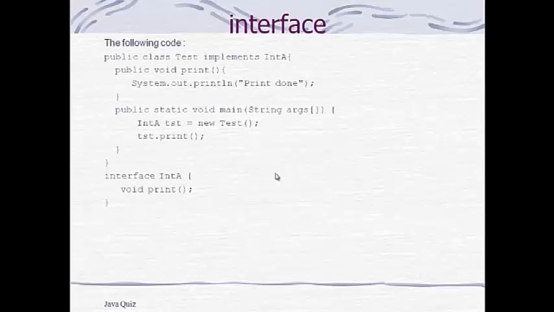Interface. We have a class test which implements interface A here. So it has a method print, and we are overriding that print here, implementing it, and we are making an object of test and assigning it to a variable of int A and calling the method print.